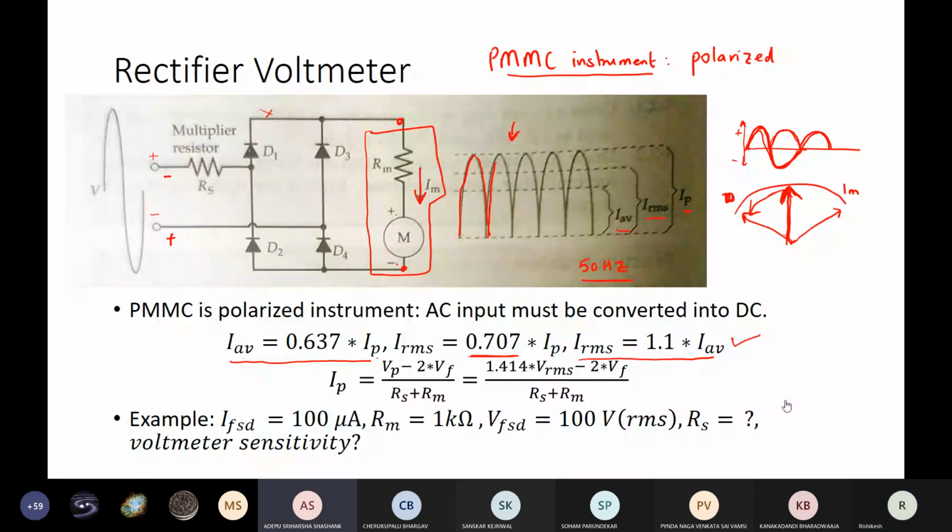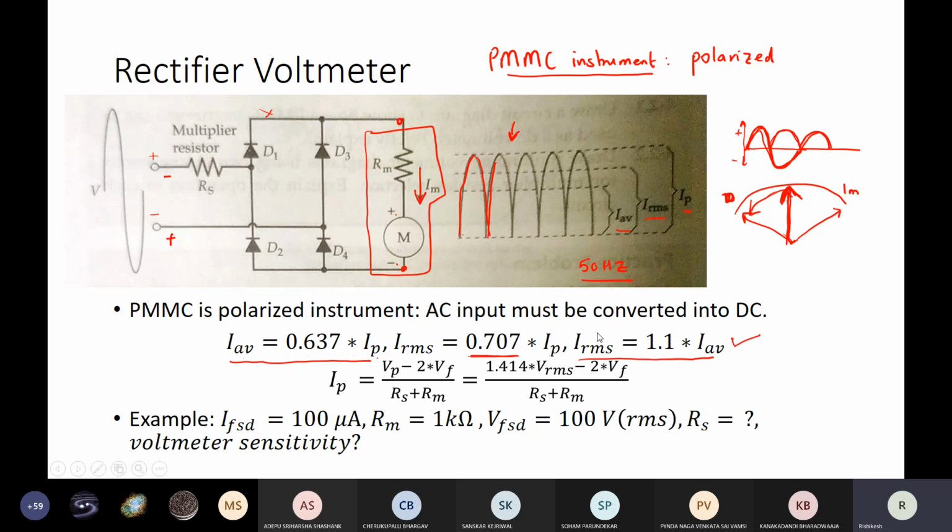The same amount of power would be dissipated. This is equal to I RMS squared times R. So it is the quantity which is equivalent to DC in the sense that the same amount of power will be dissipated in the load when you apply the equivalent DC value, right? So that's why we are interested in RMS.